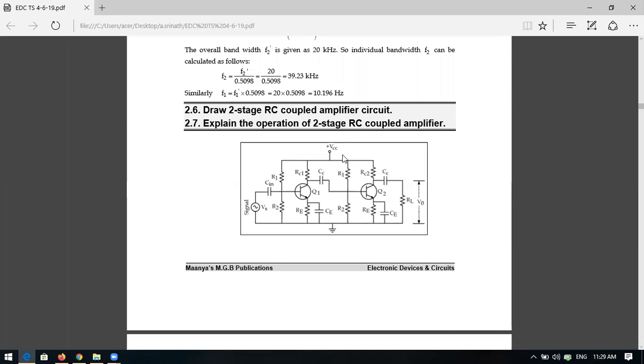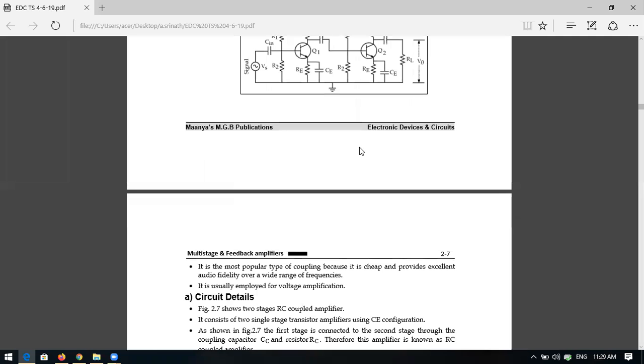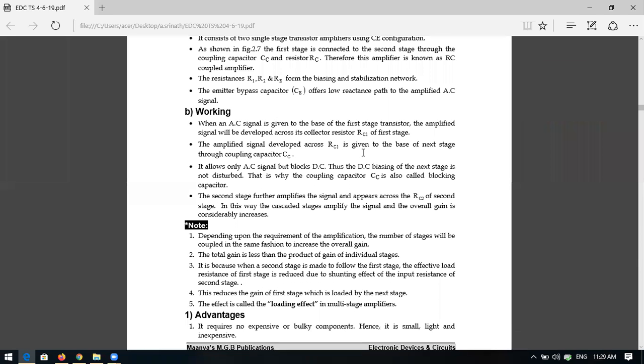So that is the reason you are placing a coupling capacitor in between the two stages. That is the reason you can also call CC a blocking capacitor. CC is a coupling capacitor as well as a blocking capacitor, because it will block the DC signal. It reduces the noise, it will block the DC signal. That is the reason it is a blocking capacitor.